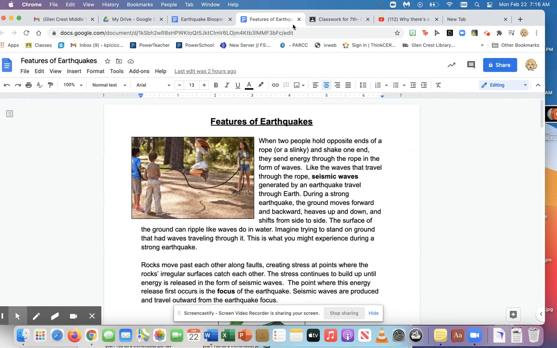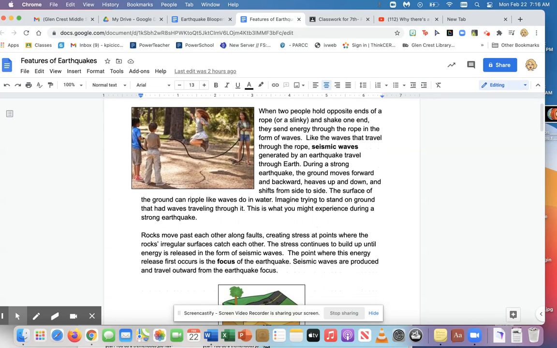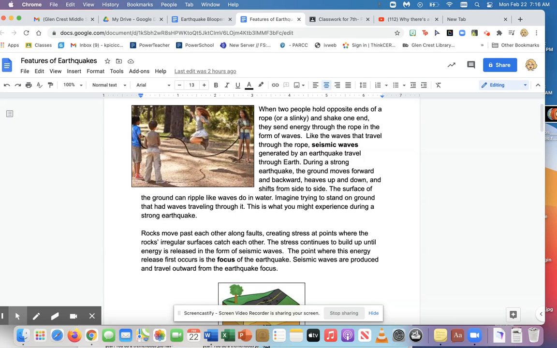Features of earthquakes. When two people hold opposite ends of a rope or a slinky and shake one end, they send energy through the rope in the form of waves. Like the waves that travel through the rope, seismic waves generated by an earthquake travel through Earth. During a strong earthquake, the ground moves forward and backward, heaves up and down, and shifts from side to side. The surface of the ground can ripple like waves do in water.